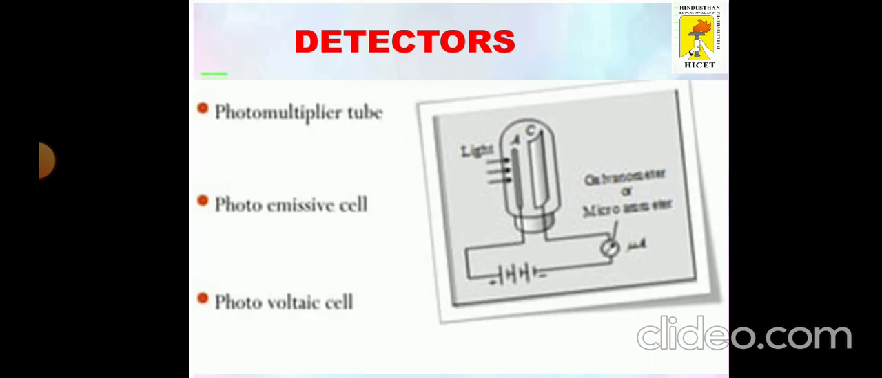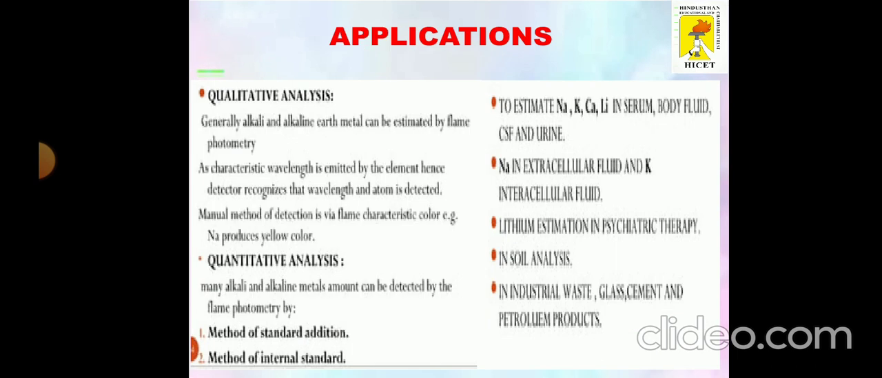Detectors. The next part is the detector: photomultiplier tube, photoemissive cell, and photovoltaic cell. Applications. Flame photometry is used in qualitative analysis and quantitative analysis, and it is also used to estimate elements like sodium, calcium, and potassium.